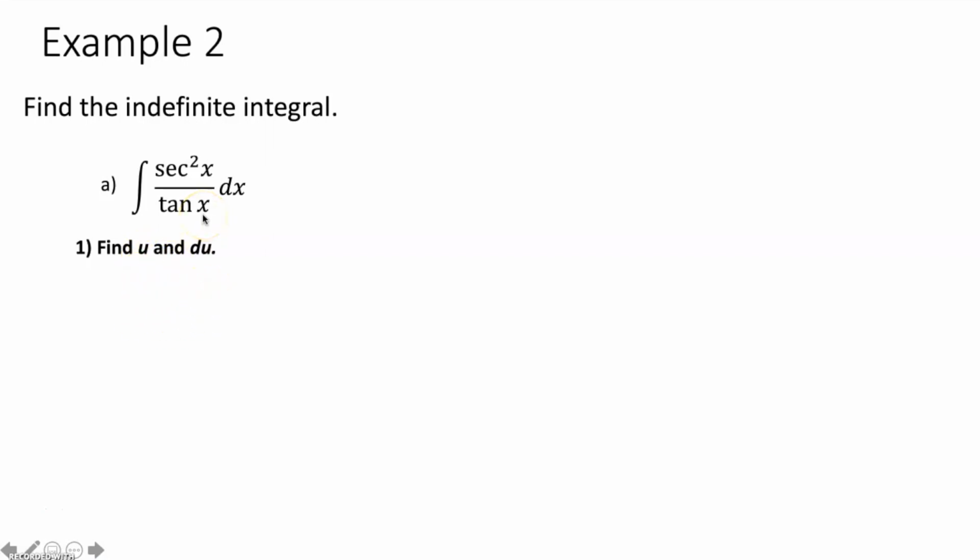So in this problem, I'm going to set u equal to tan x. The reason is because if I take the derivative of this with respect to x, the derivative of u with respect to x is du dx. The derivative of tan x is going to be secant squared x.